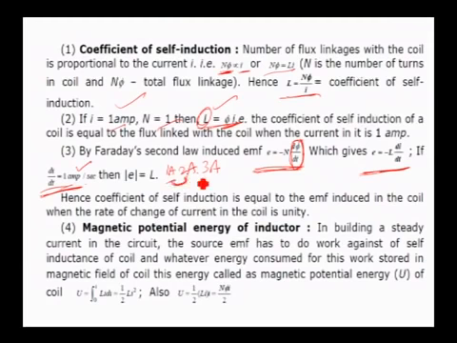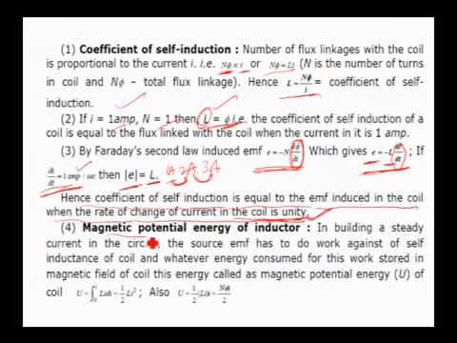In every second the current is changing at a rate of 1 ampere per second, and in that case if I substitute di by dt equal to 1 ampere per second, the induced EMF is equal to L, or I can say L is equal to the EMF induced. With that we can define the coefficient of self-induction as the EMF induced in the coil if the current through the coil is changing at the rate of 1 ampere per second. The rate of change of current is unity.